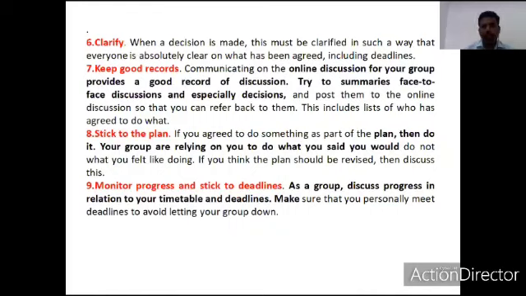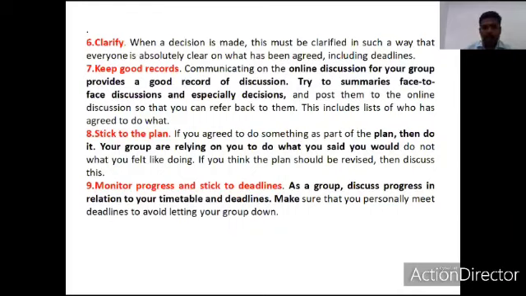It means communicating in an online discussion for your group provides a good record of the discussion. Try to summarize face-to-face discussions, especially the decisions. And the eighth step is stick to the plan. If you agree to do something as part of the plan, then do it. Your group is relying on you to do what you said. You should not do what you feel like doing.